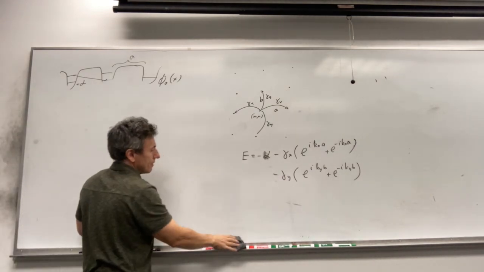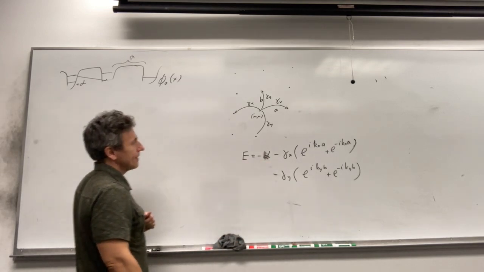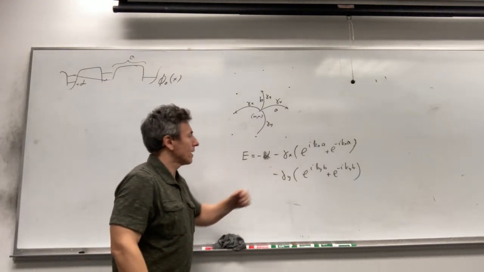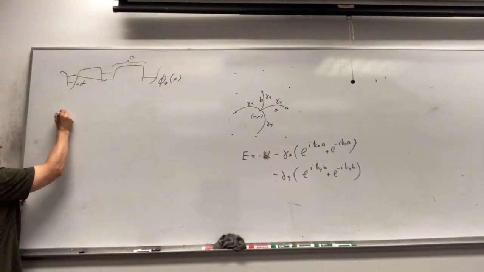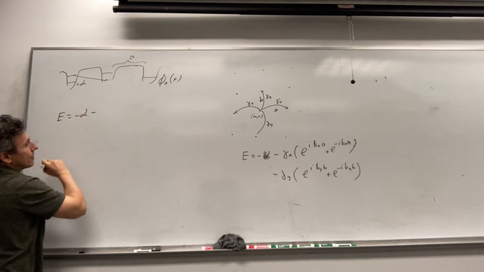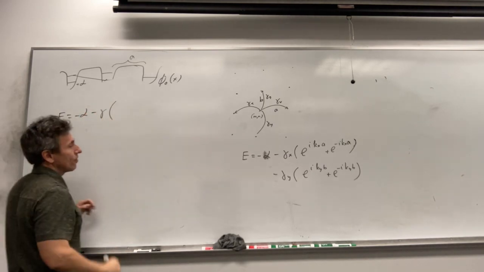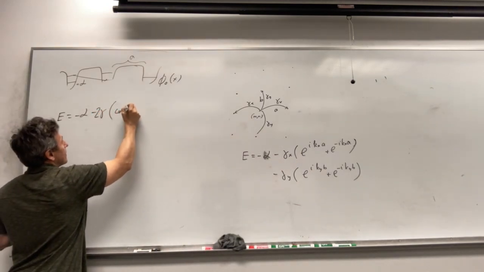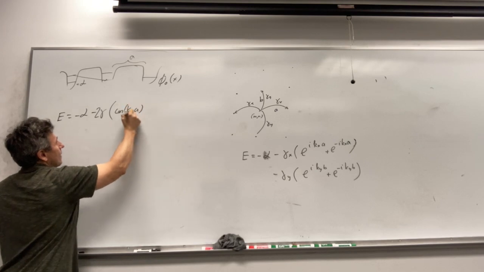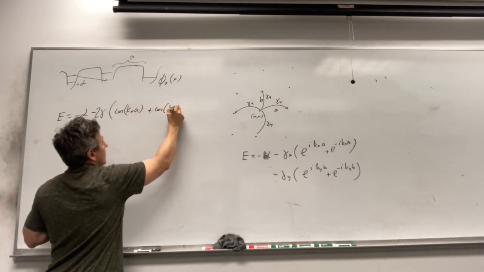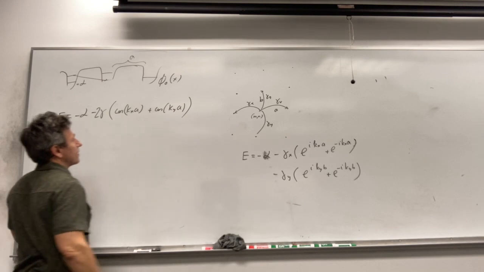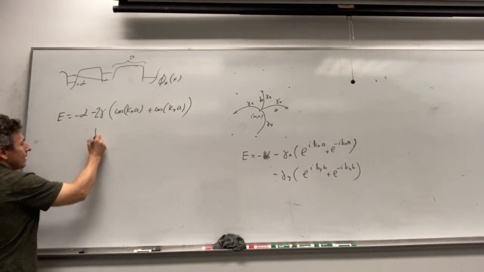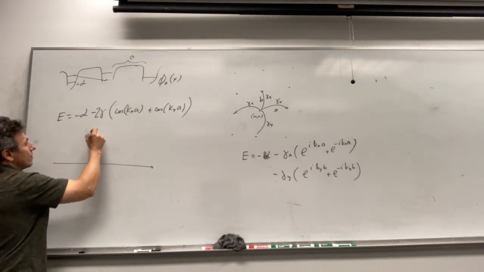For example, in the two-dimensional case like that, if a and b are the same and gamma x, gamma y are the same, then the energy dispersion will be the following: E equals minus alpha minus gamma times, the first term gives us twice cosine kx a plus cosine ky a. Since a and b are the same, it is a sum of two cosine functions. And in this case, the first Brillouin zone will be a square.